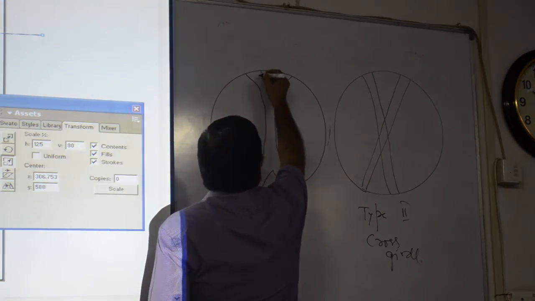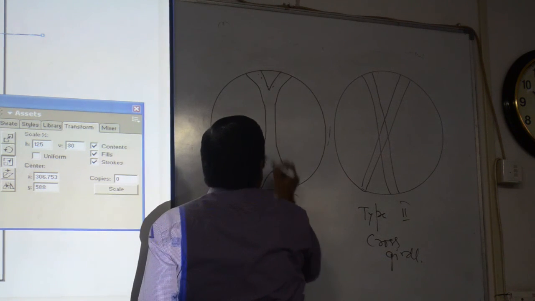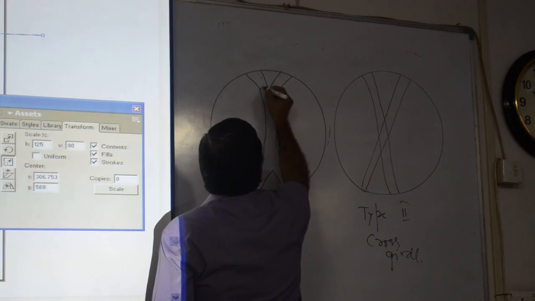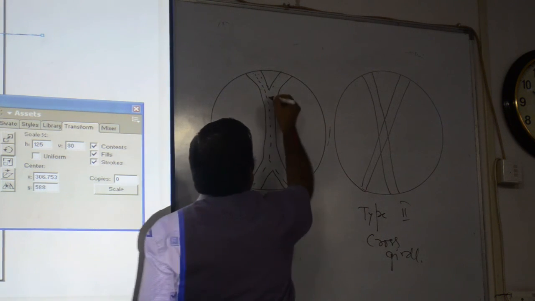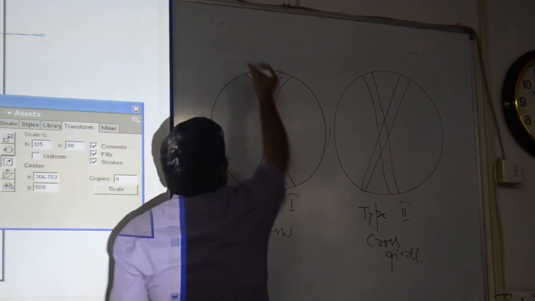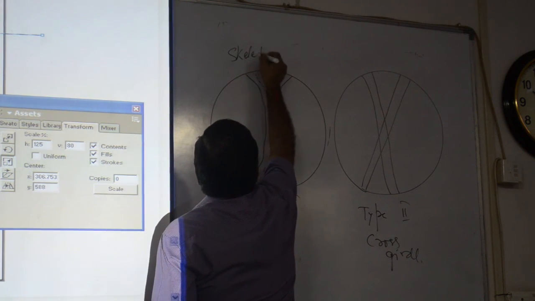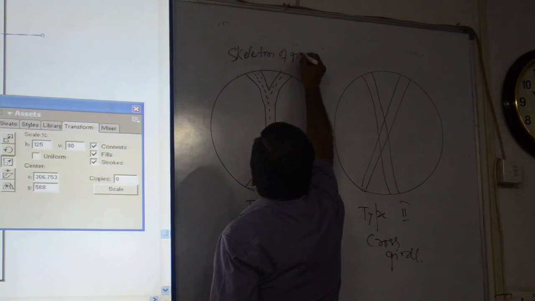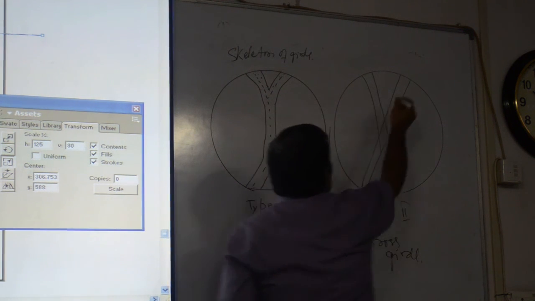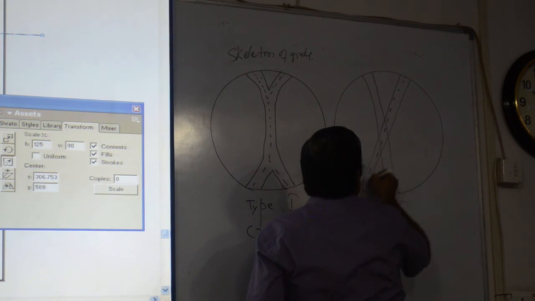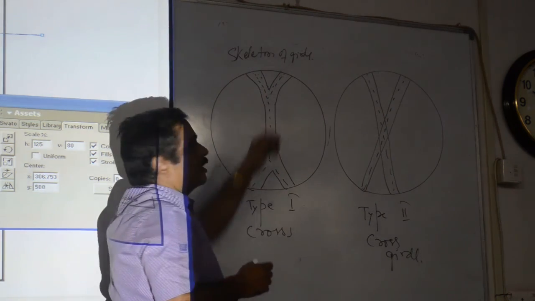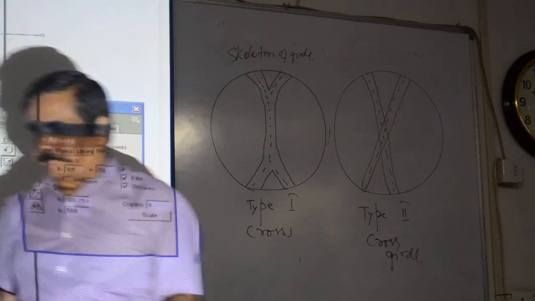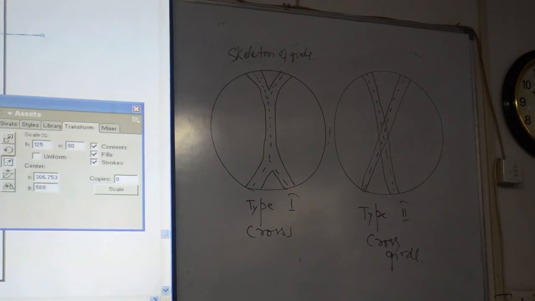When there is a bifurcation here and they become like this, this is called the skeleton of the girdle. The central line of this girdle is called the skeleton. They cross, and here it bifurcates. Now I will give a reference, you can sometimes go through that.